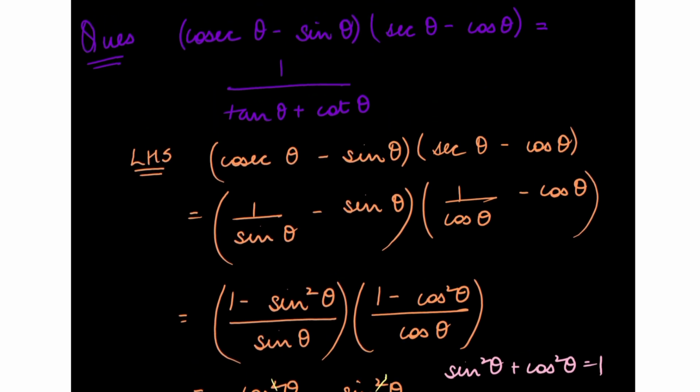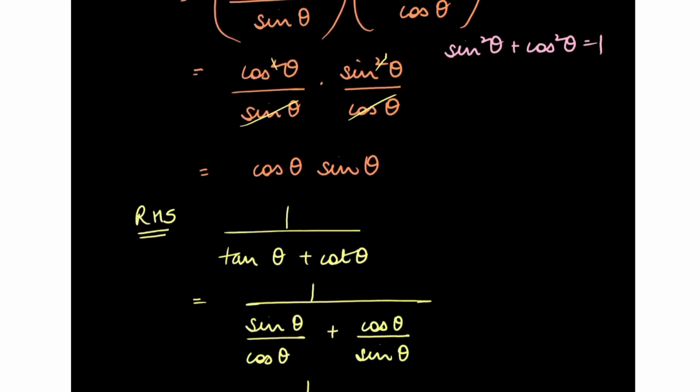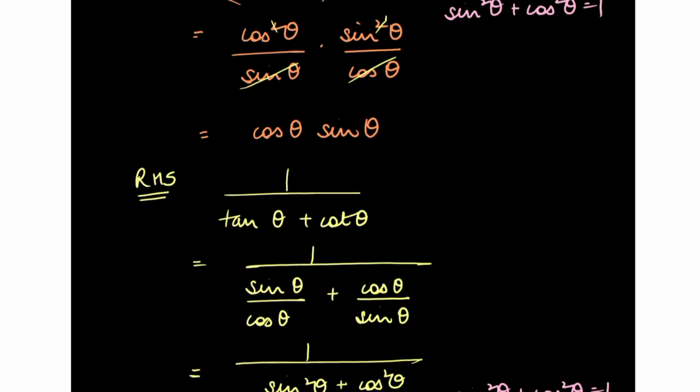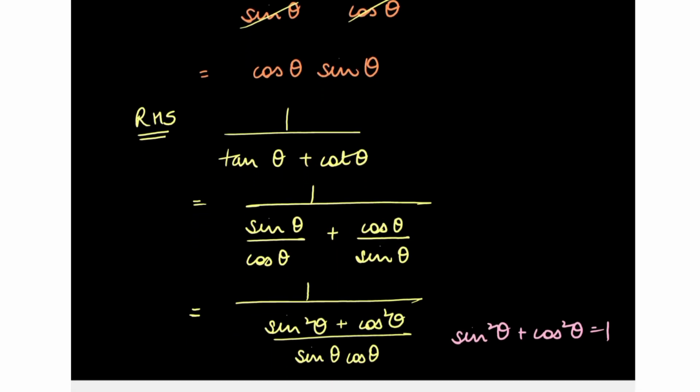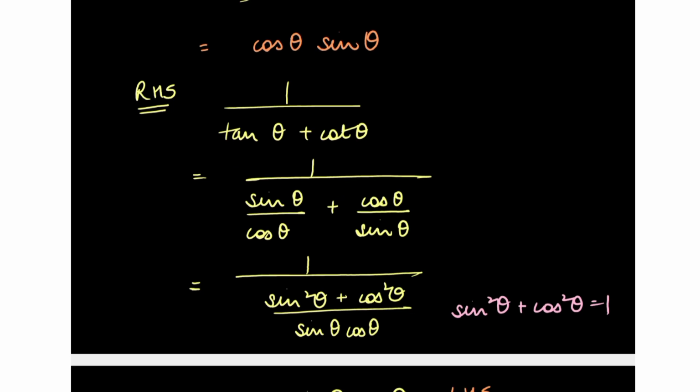Now the left hand side is not yet equal to the right hand side. So let's now take the right hand side and convert it also into the terms of sin and cos. So 1 divided by sin theta upon cos theta for tan theta, and for cot theta cos theta upon sin theta. We will take the LCM in the denominator. So we are left with 1 divided by (sin square theta plus cos square theta) upon sin theta cos theta.